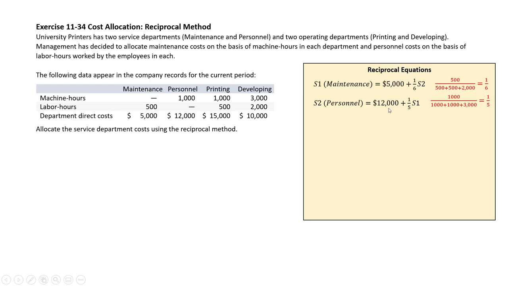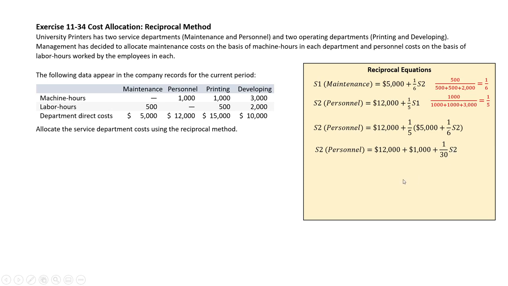I took one formula and laid it into the next. And again, it doesn't matter which order I go through this. I started with personnel and again took the formula 12,000 plus 1/5 of maintenance, and just took the formula and supplemented that for my equation: 5,000 plus 1/6 of S2. Just working through this, personnel is 12,000 plus 1/5 times 5,000, which is 1,000, plus 1/5 times 1/6, which is 1/30. That's a very small fraction, yes, of the personnel cost.